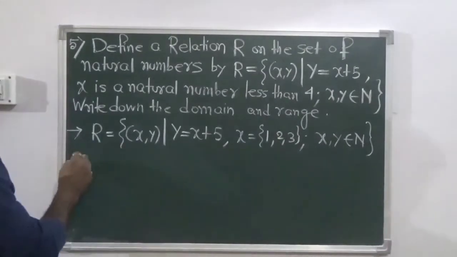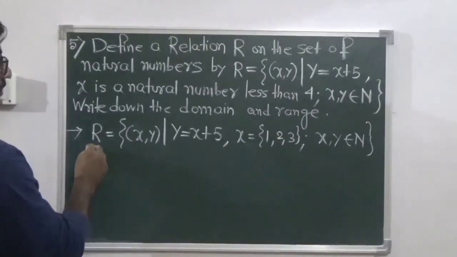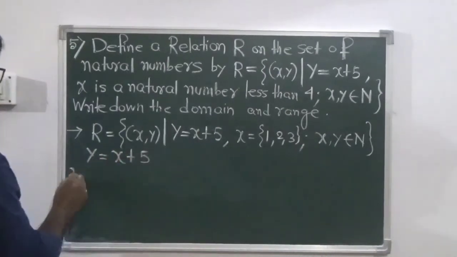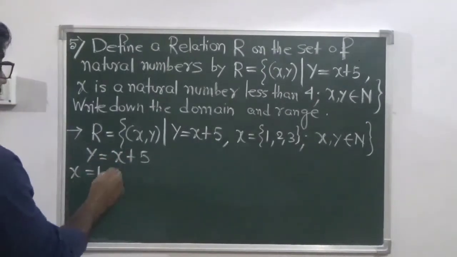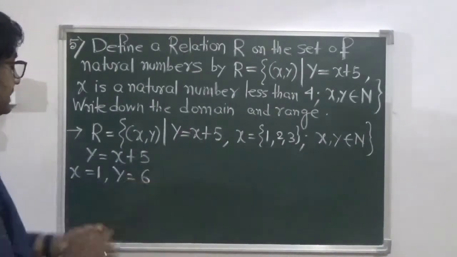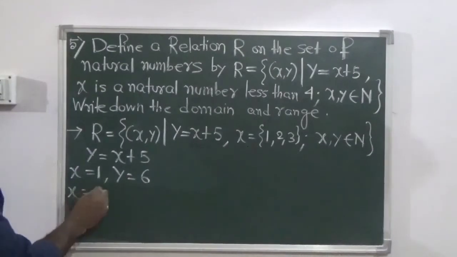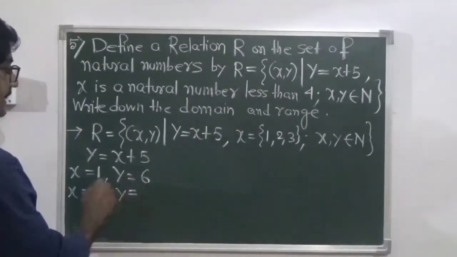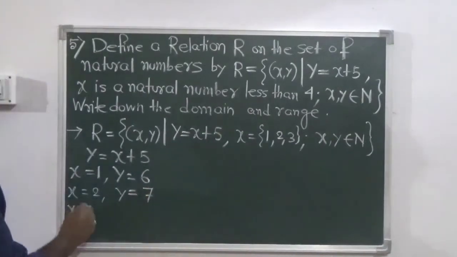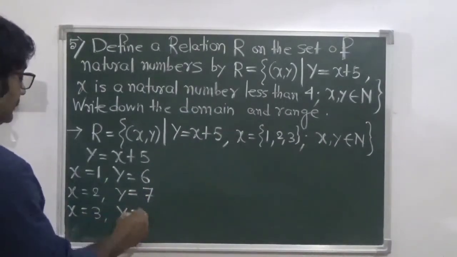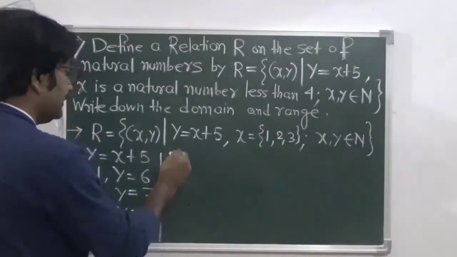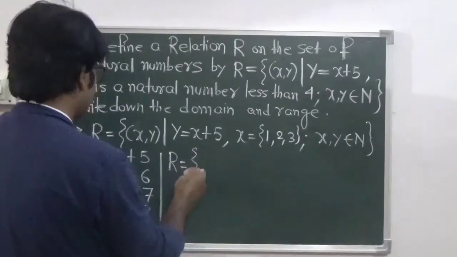We are given y equals x plus 5. So when x is 1, what is y? When x is 1, y is 6. When x equals 2, then y is 2 plus 5, that is 7. When x equals 3, then y is 3 plus 5, that is 8. So our relation finally stands like this.